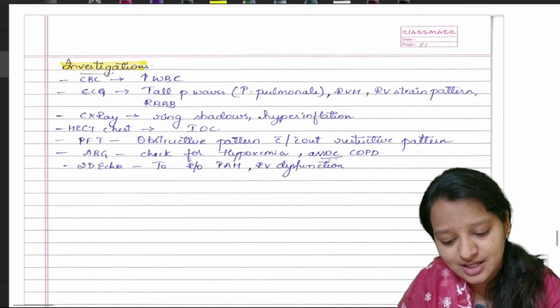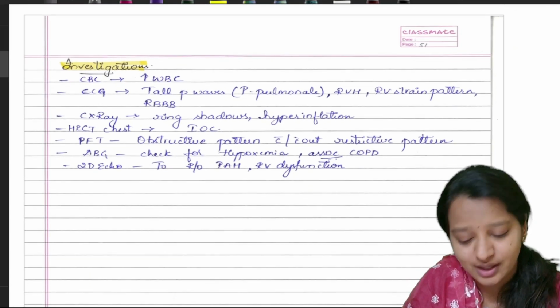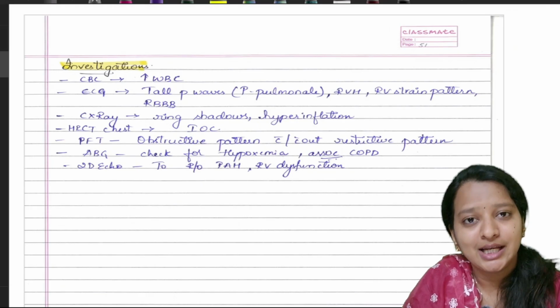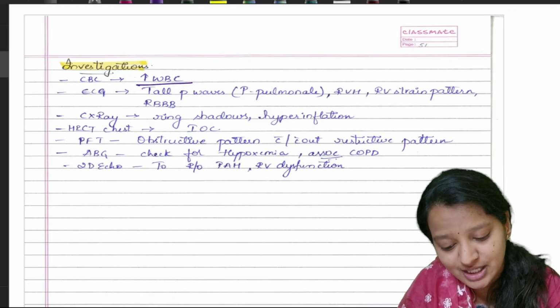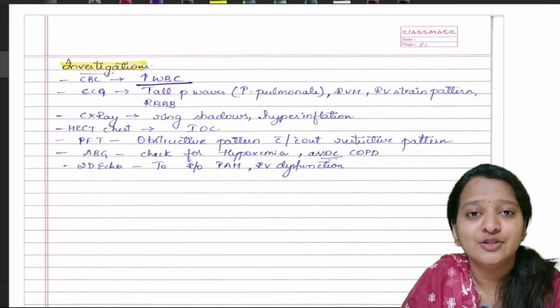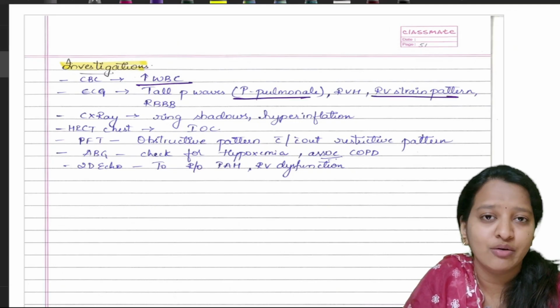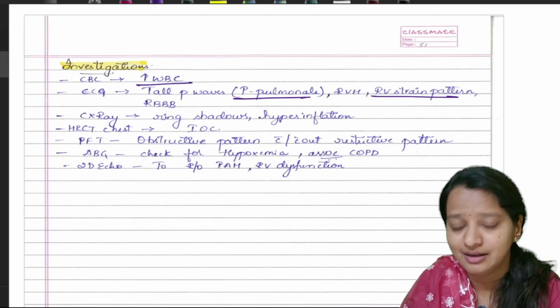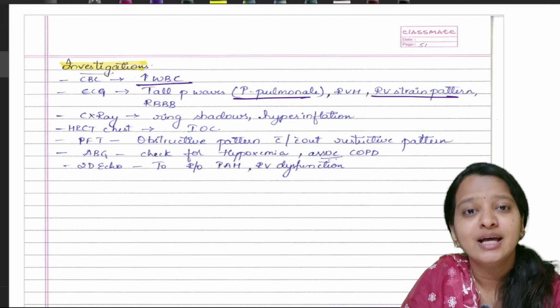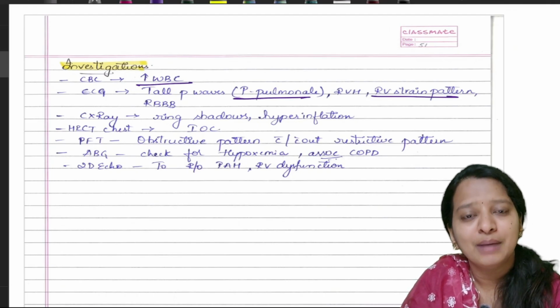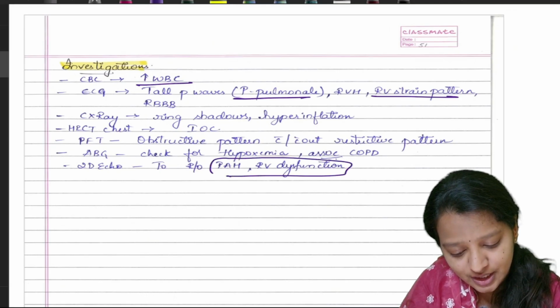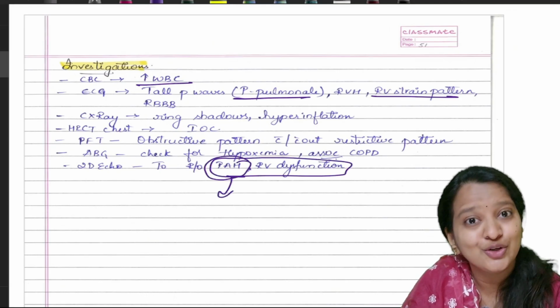And these routine and specific investigations we have already seen. In CBC, there might be increased WBC counts due to infection. In ECG, you can have features of right ventricular failure, P pulmonale, RV strain pattern, or right bundle branch block. And we should definitely have a 2D echo done to rule out RV dysfunction and pulmonary arterial hypertension. This hypertension will play a role during ventilation, right?